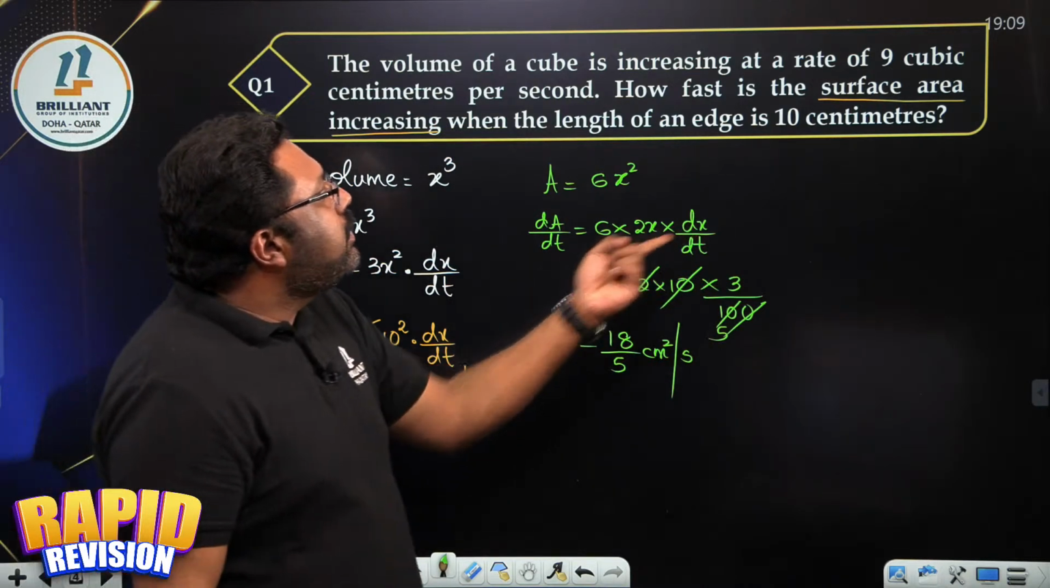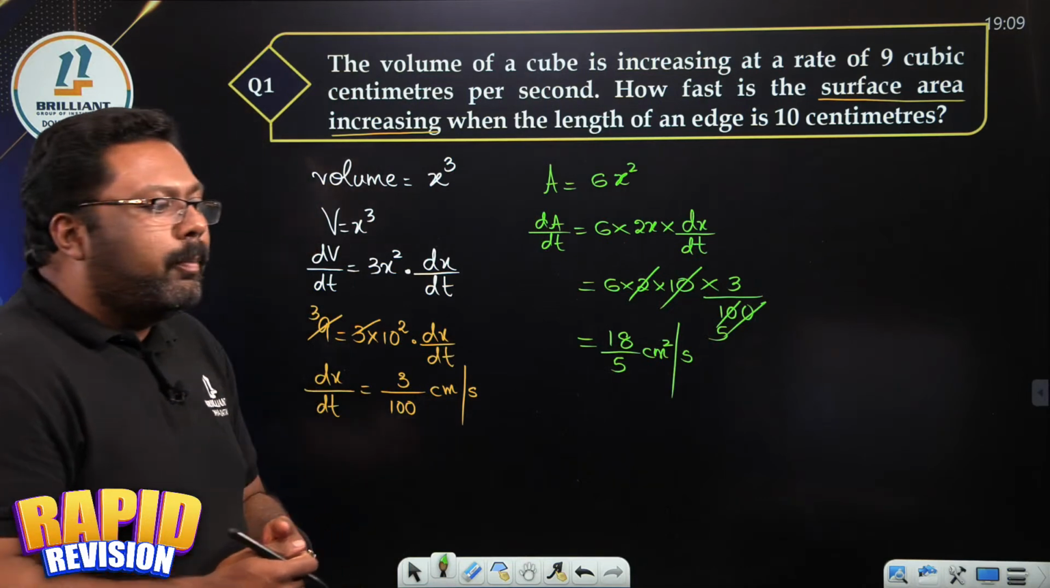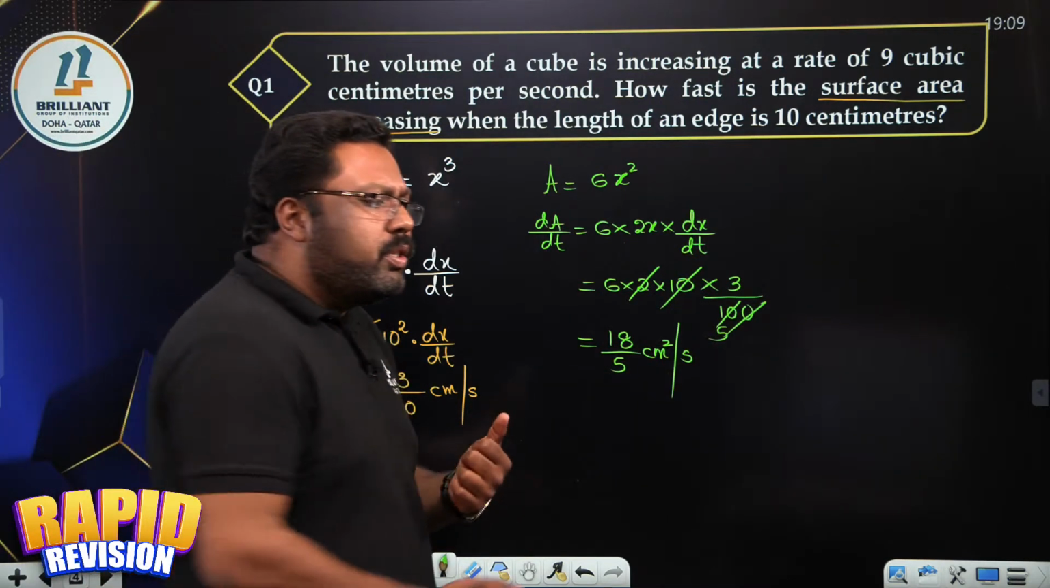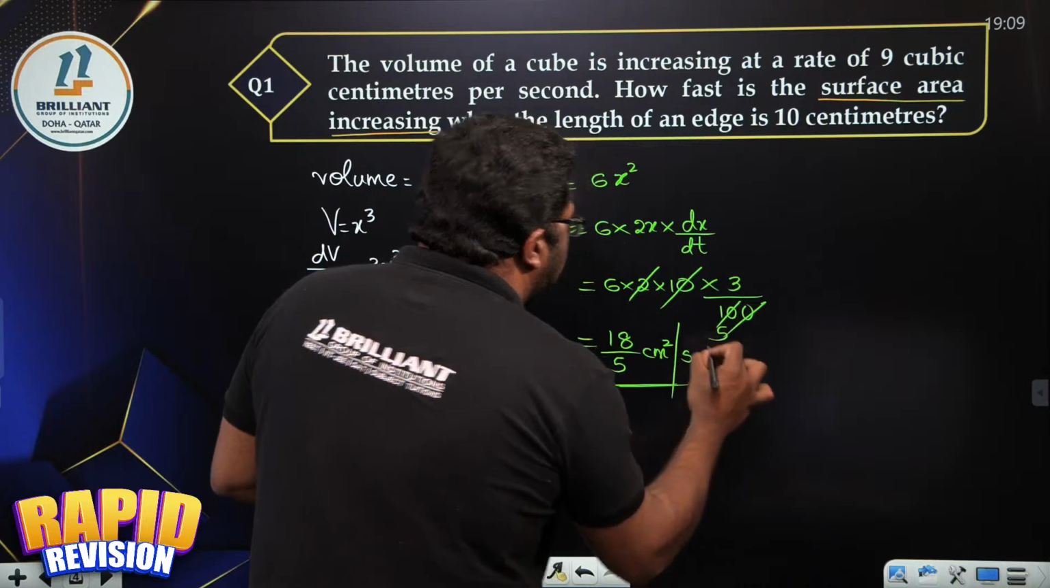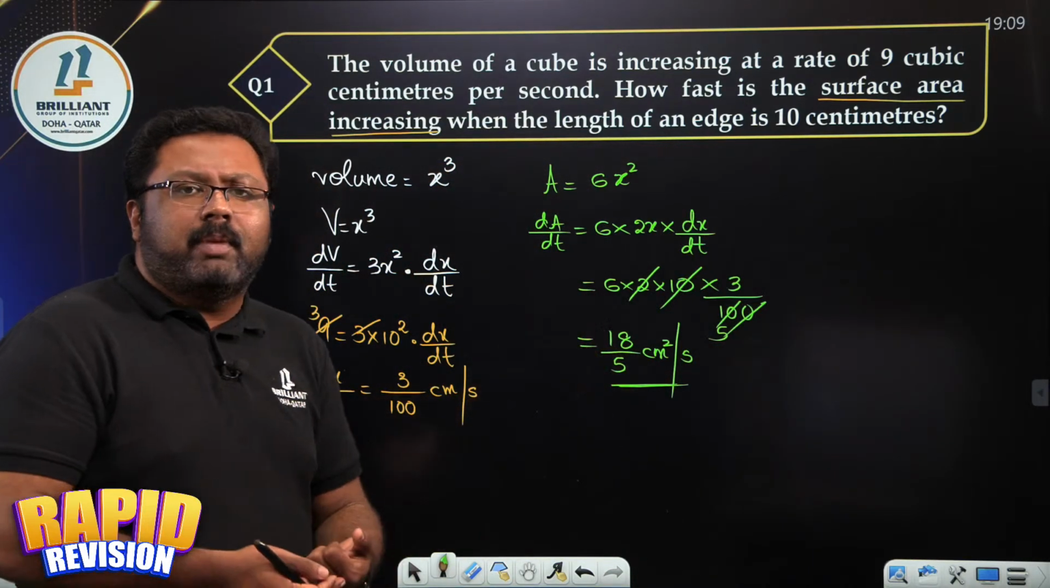So how fast is the surface area increasing? 18 by 5 centimeter squared per second. You can leave it in fractions. You need not write in decimals. It's better you leave it in fractions because it's a subjective question. Don't waste your time finding decimal values.